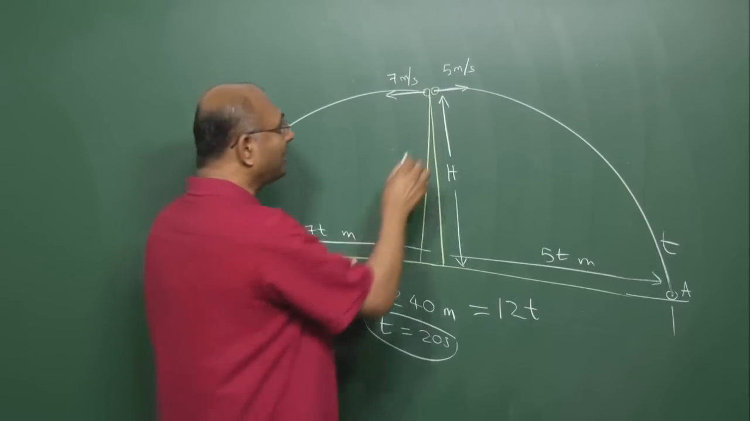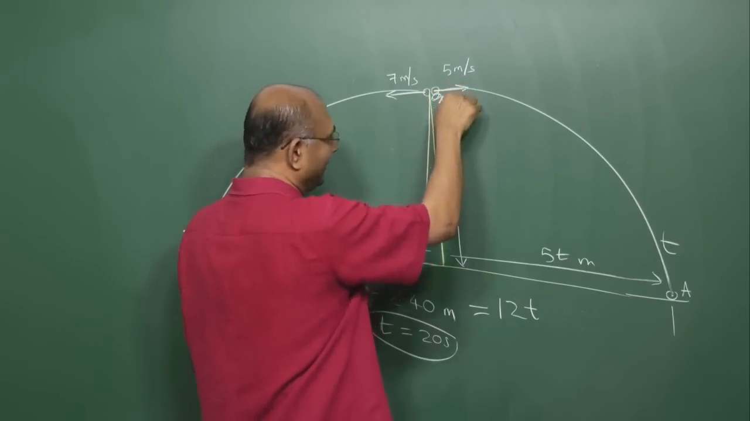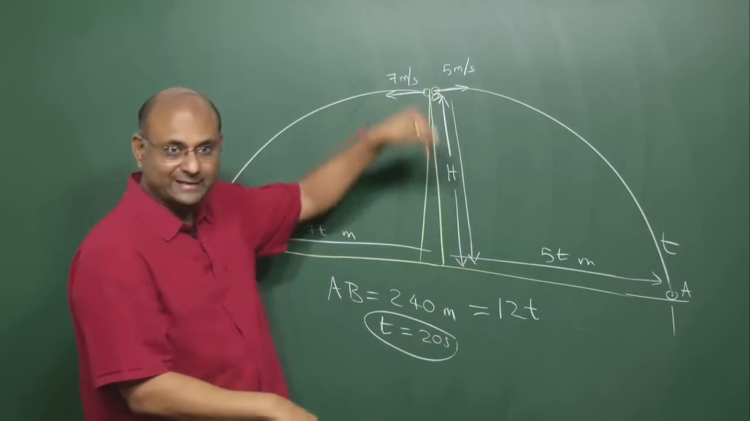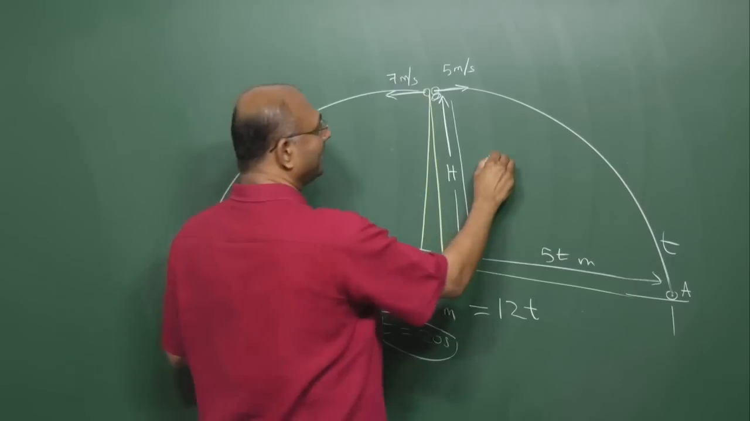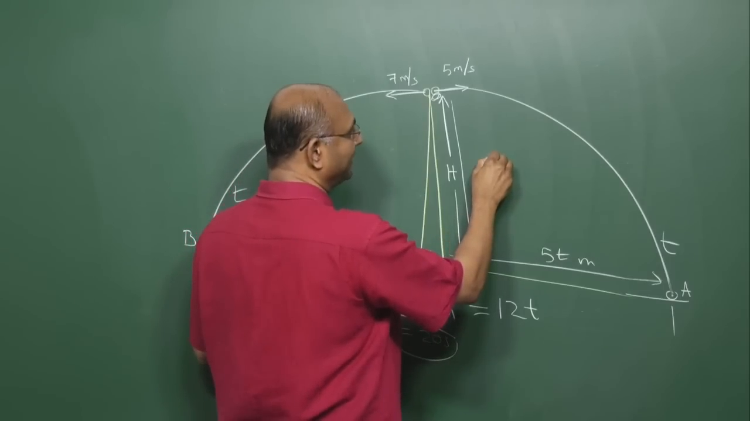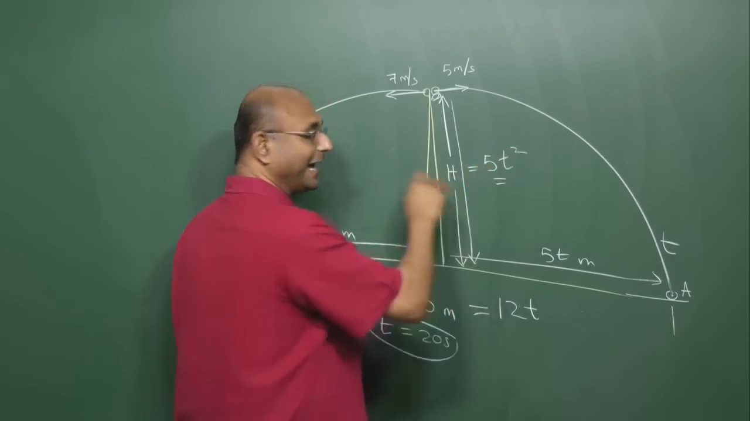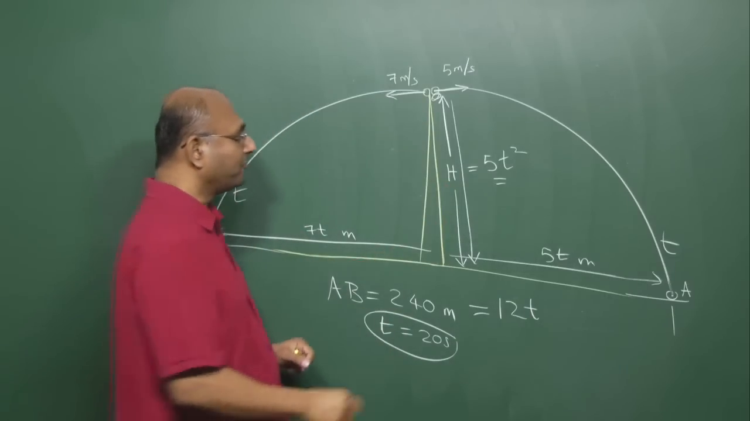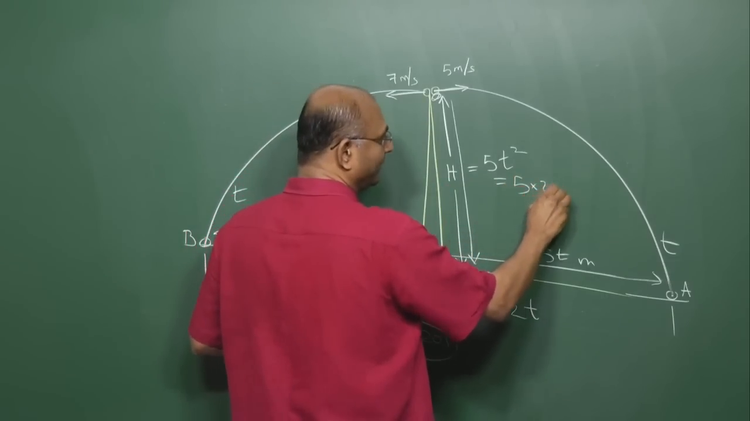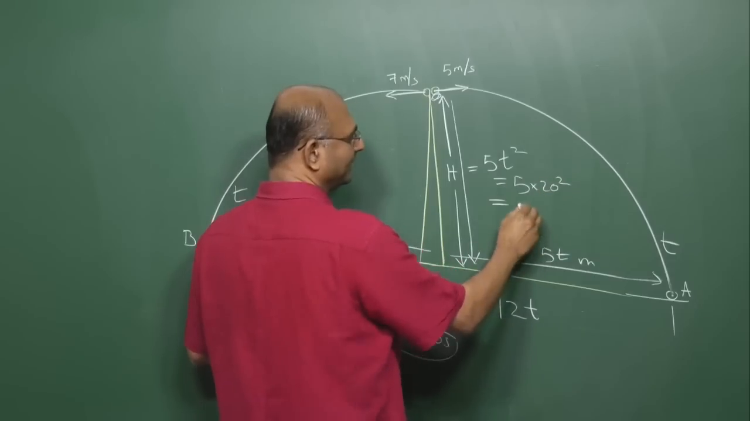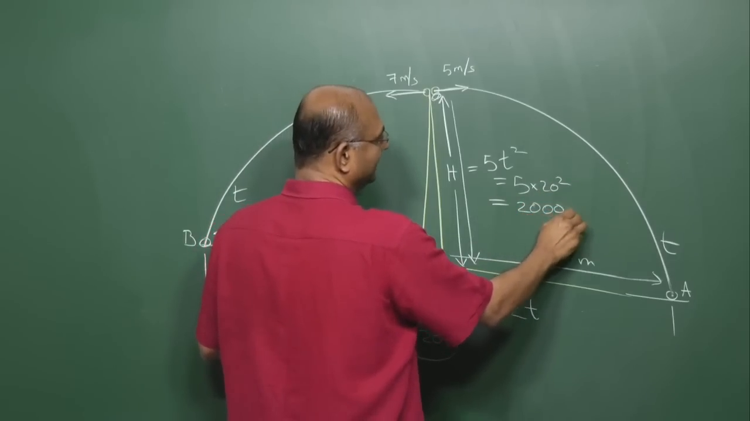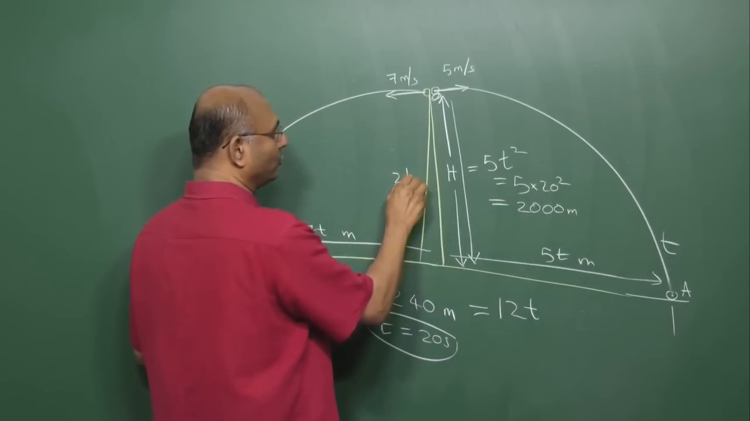Well, if I dropped the ball here, that ball would have travelled and hit the ground straight away like that, right? And how much would it have travelled? It would have travelled a displacement of half gt square or 5t square. So the height must be equal to 5t square, 5 into 20 into 20. So that is 400 into 5, 2000 meters. That's a really tall building, 2 kilometers high.